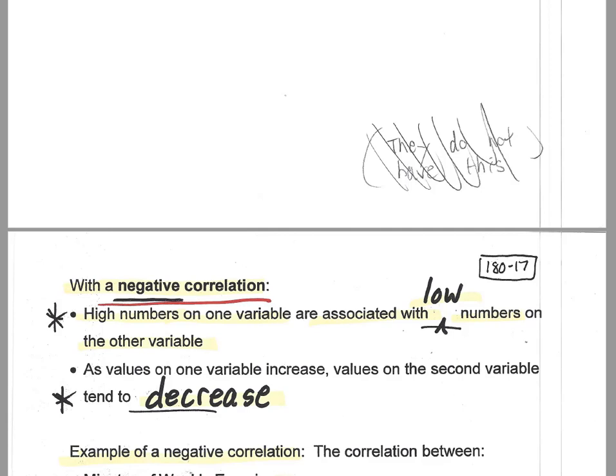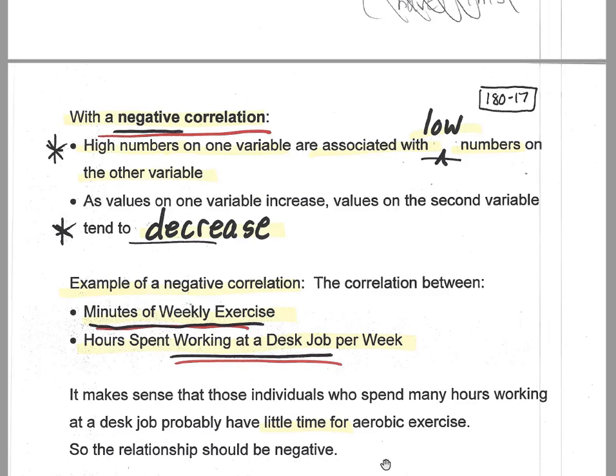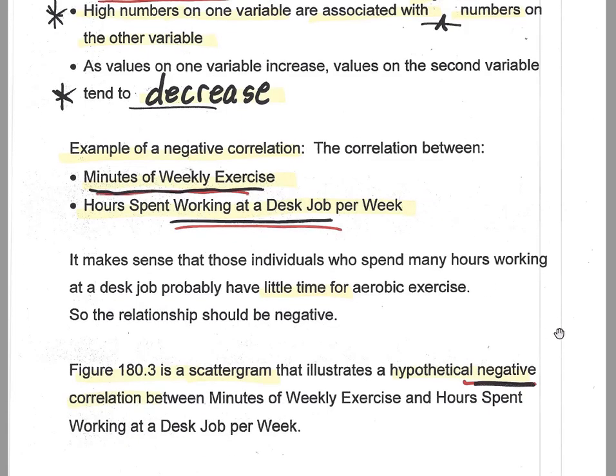Here's an example of two variables that might have a negative correlation. Correlation between minutes of weekly exercise and hours spent working at a desk job per week. It makes sense. Those individuals that spend many hours working a desk job probably have little time for aerobic exercise, so the relationship should be negative. The more hours per week you have to spend working a desk job, probably the fewer minutes of exercise you're going to get. That's reasonable.